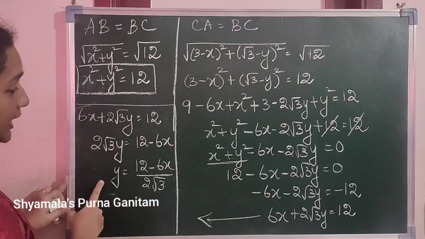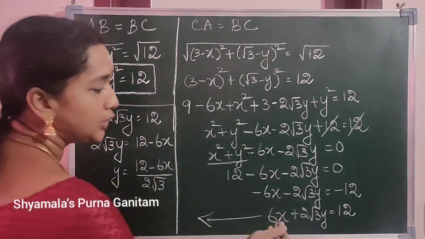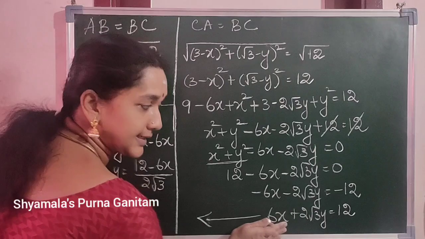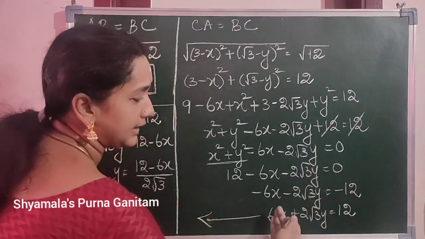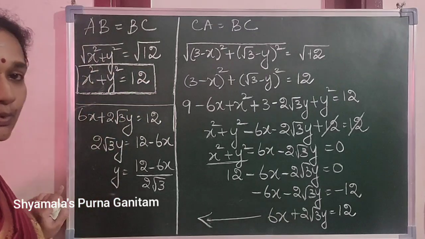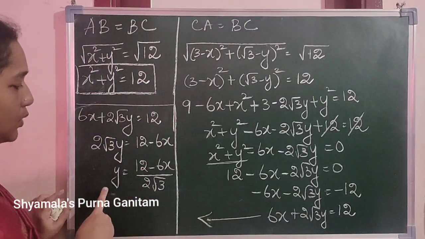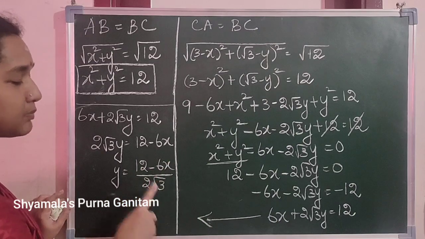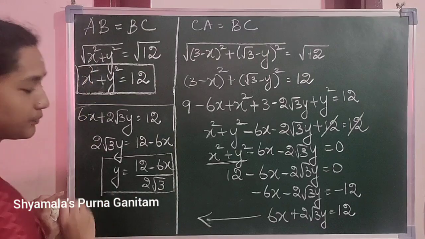So if I am taking like this, 2√3 is in the denominator. If you want, you can keep this x as it is on this side, bring this y to the other side and bring the 6 also. That also you can do. Anyway, it can be done. So y = (12 − 6x) / (2√3). So this is my y value.